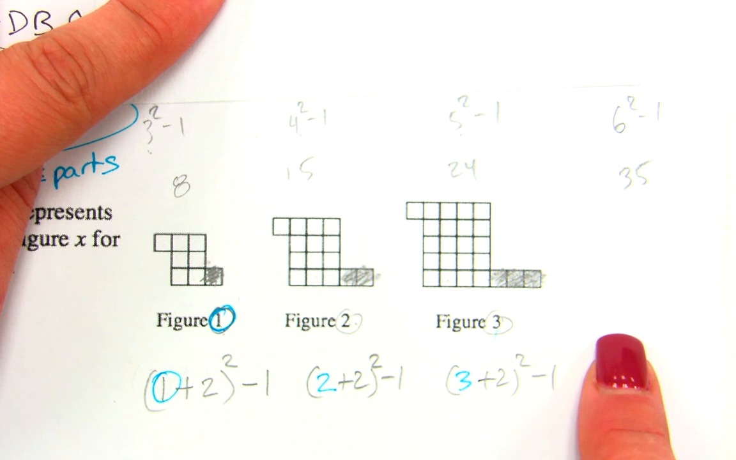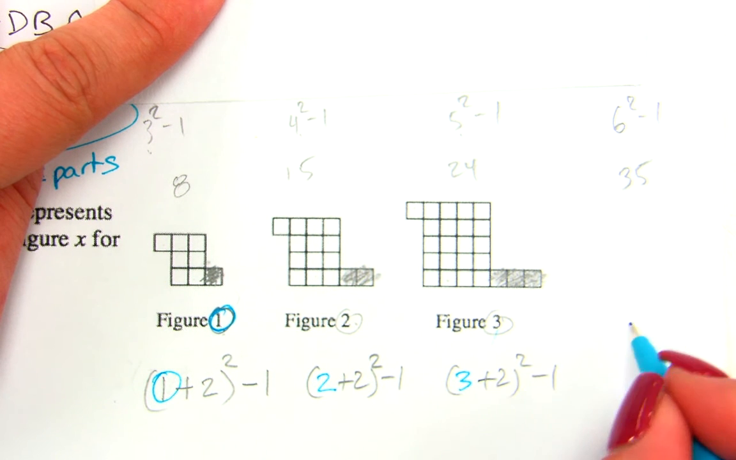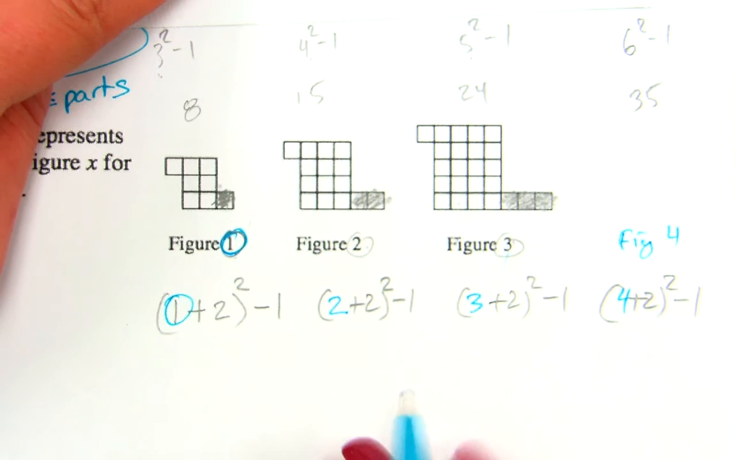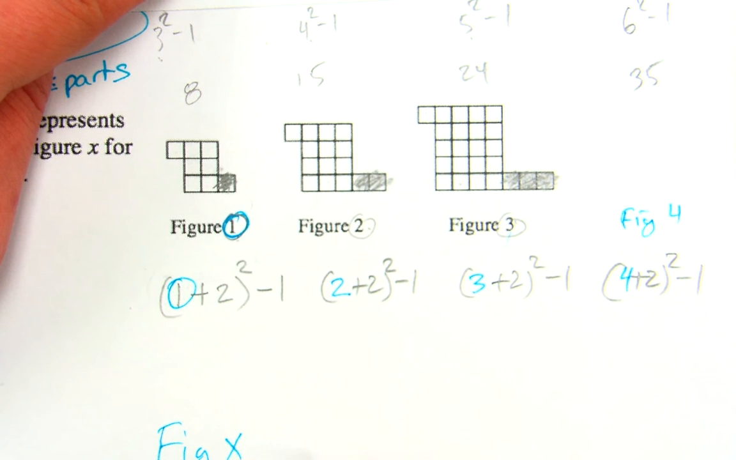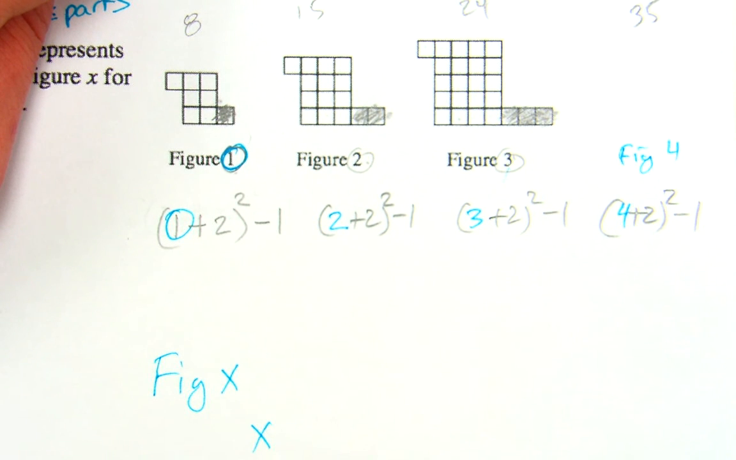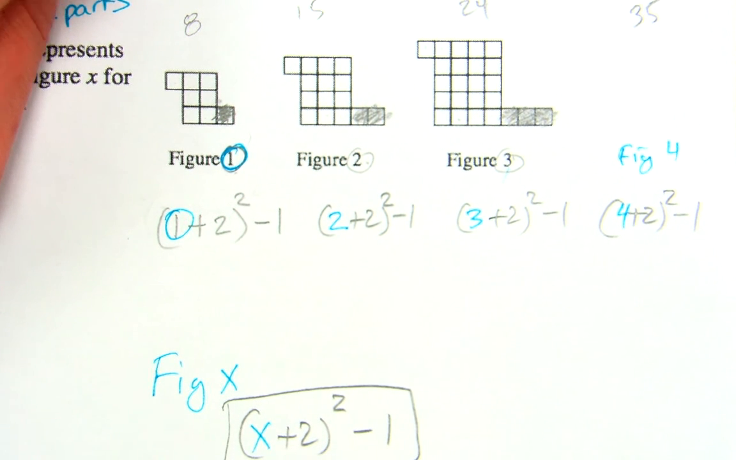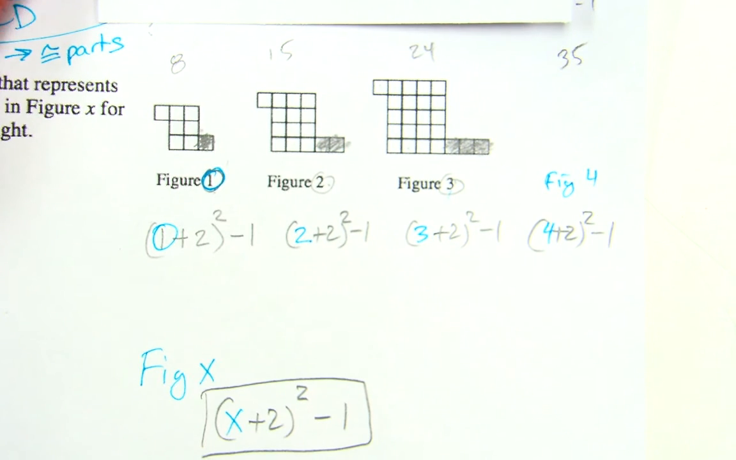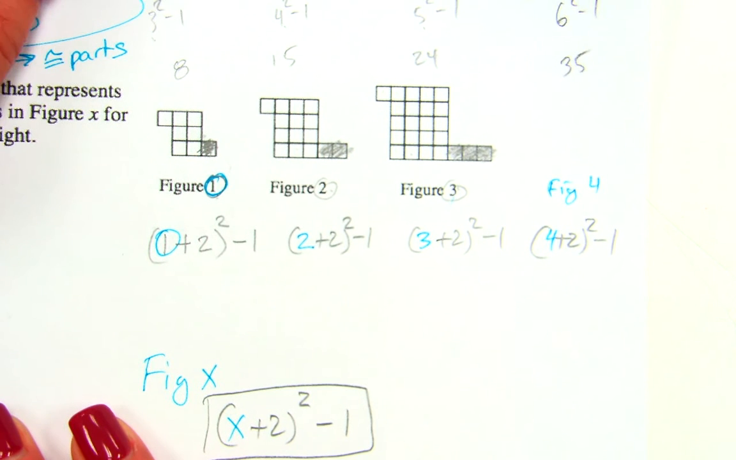If I had figure 4, I would say 4 plus 2, which is technically my 6 up here, squared, minus 1. So if I had any figure number, x, it doesn't really matter, figure number x would be x, whatever the number is, plus 2, squared, and then subtract 1. So this is your final answer. Sorry, I keep messing with the paper, that's my bad. That's how I did my work.